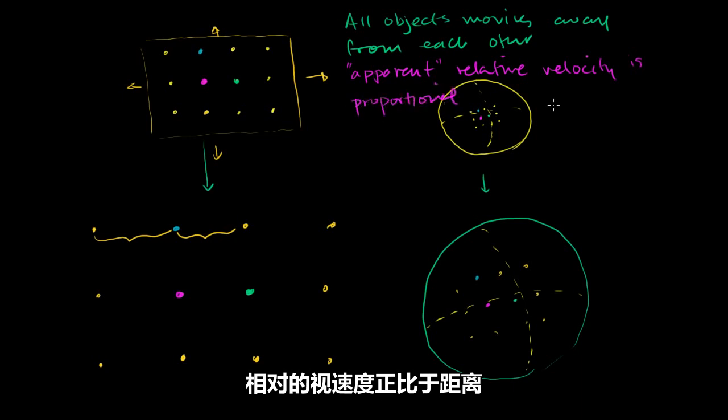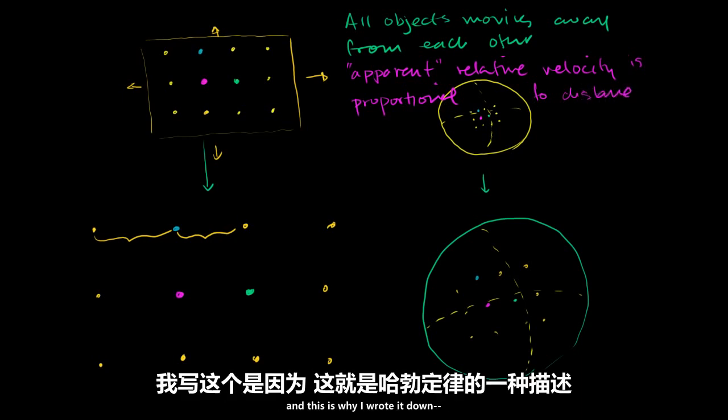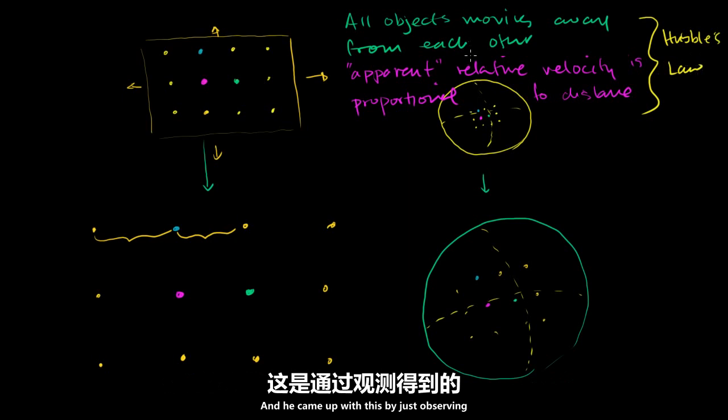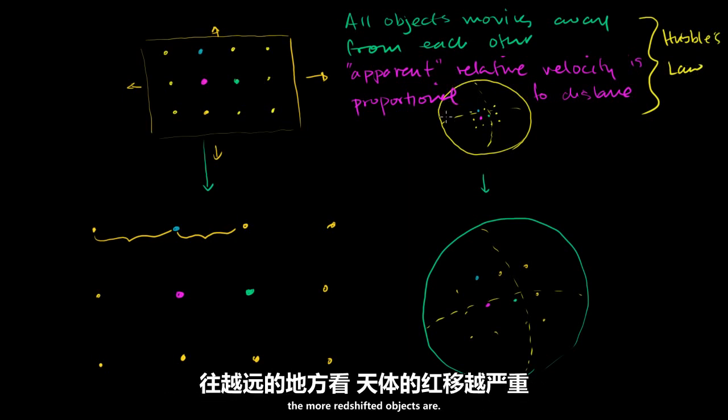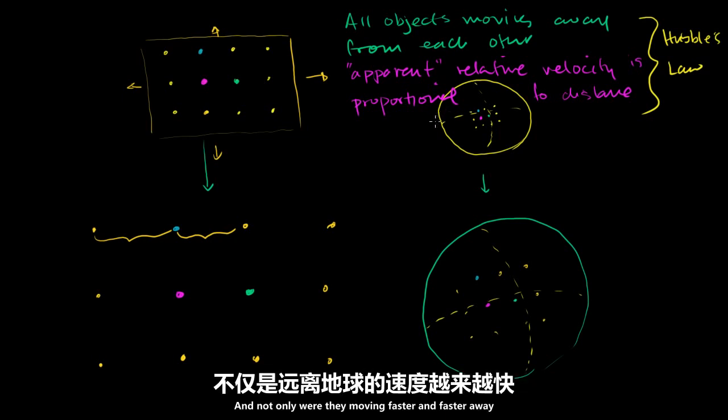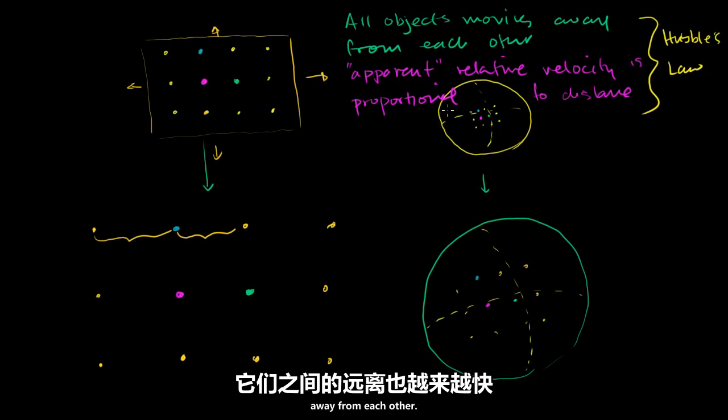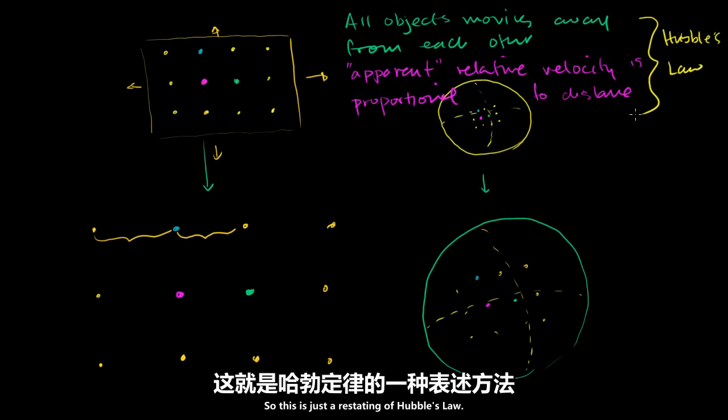proportional to a distance. And what I've just written down here, and this is why I wrote it down, is a rephrasing of essentially Hubble's law. He came up with this by just observing that when he looks, especially the further out he looks, the more redshifted objects are. And not only were they moving faster and faster away from Earth, but they seemed to be moving faster and faster away from each other. So this is just a restating of Hubble's law.